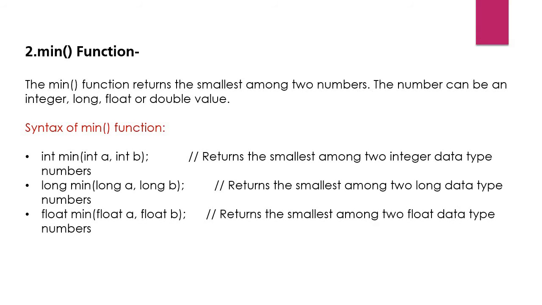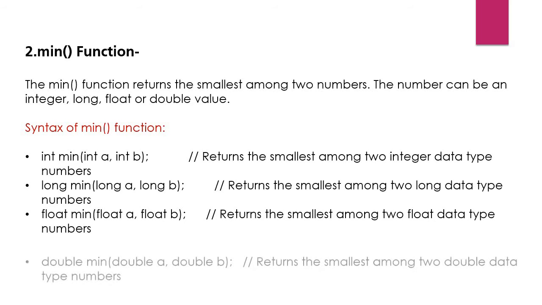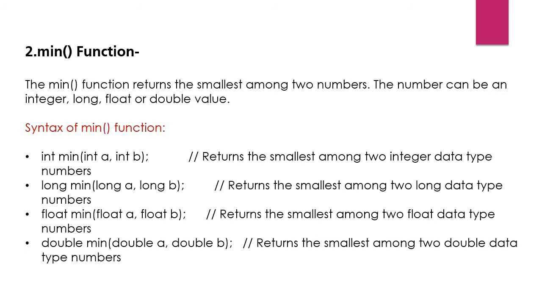float min(float a, float b) returns the smallest among two float data type numbers. double min(double a, double b). It returns the smallest among two double data type numbers.